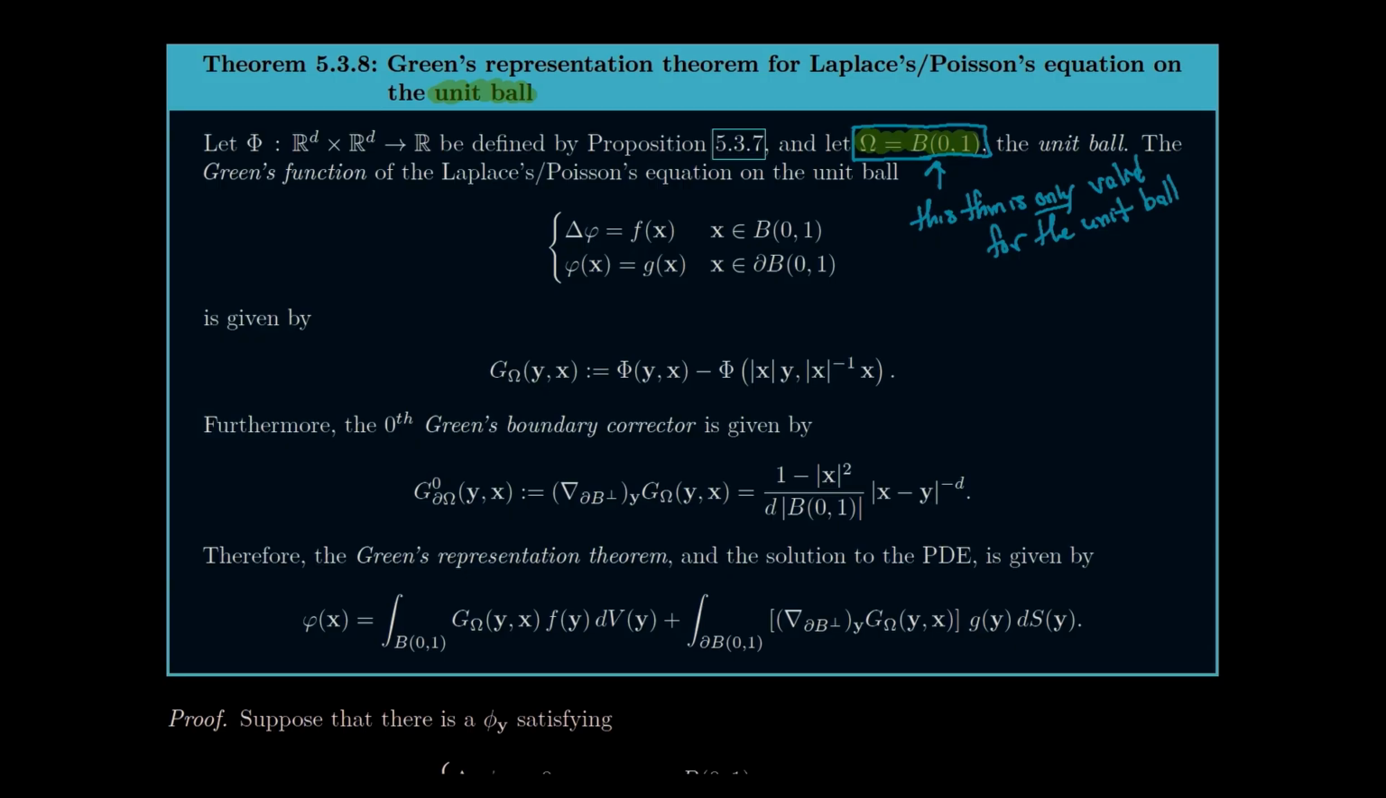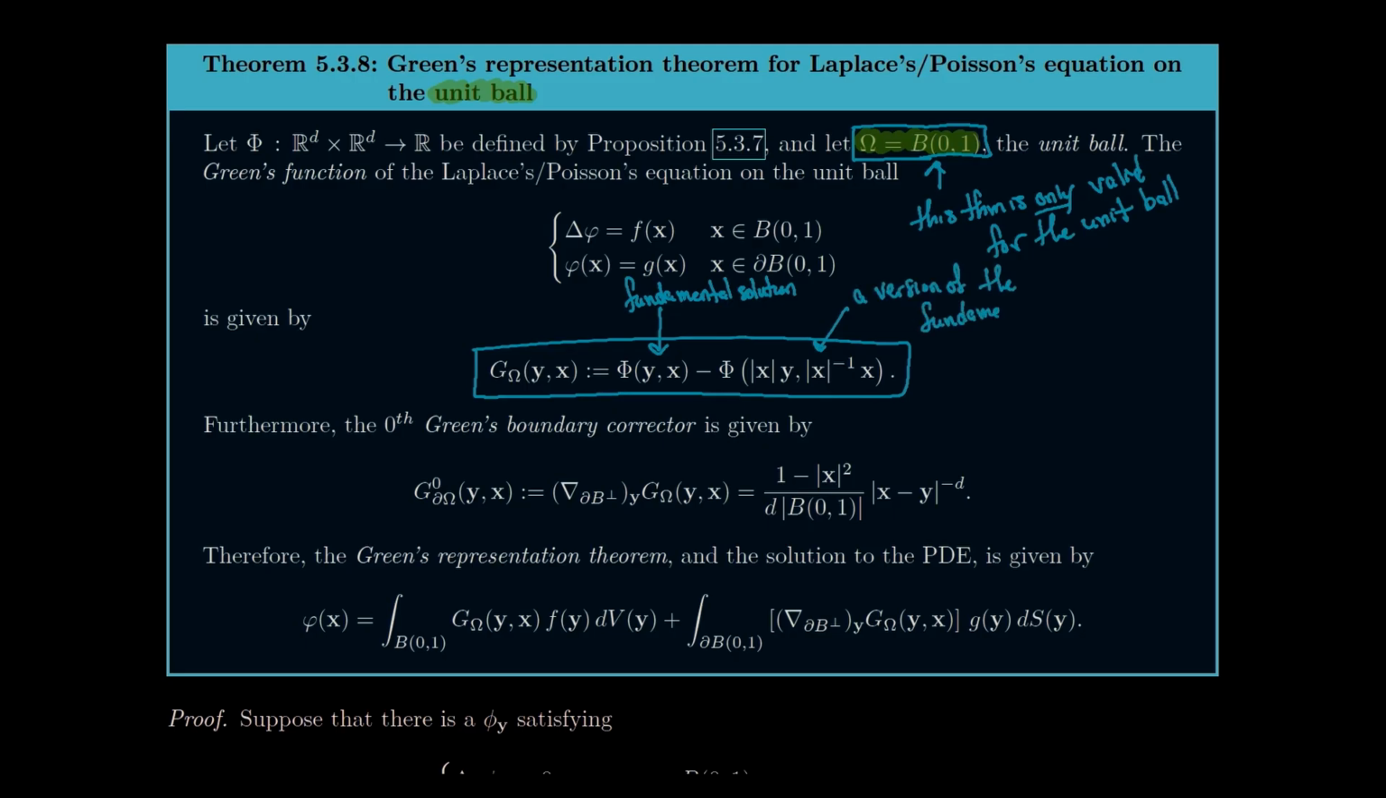But what we have here, we do actually have a Green's representation theorem, because what this gives us is a Green's function, which is the fundamental solution I just covered. And this is a version of the fundamental solution. What's happened to this version is that the y term was multiplied by the magnitude of x, and the x term was multiplied by its inverse. So it's just a slight skewing of the fundamental solution. You take one minus the other.